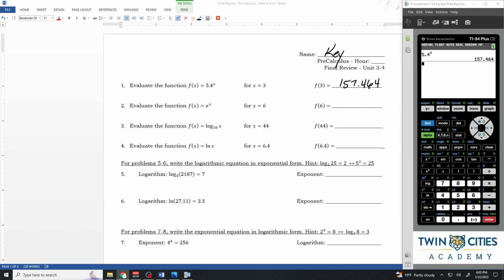Okay, next, evaluate the function f of x equals e to the x for x equals 6. So to get e to the x, we see here in blue, we hit second, and then instead of the natural log, we will get e to the power of x. We're going to plug in 6 for x. This is 403.43.